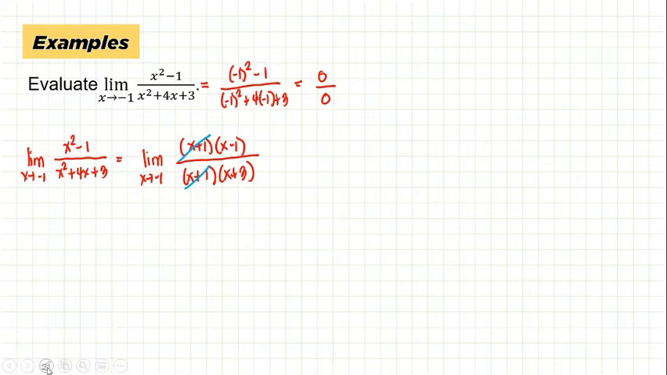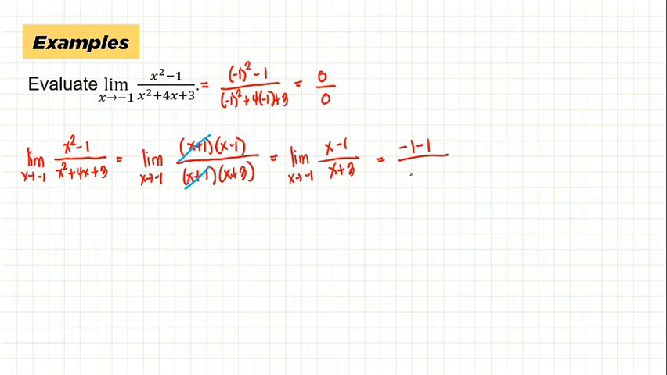So what's left now, we will have the limit of x minus 1 over x plus 3 as x approaches negative 1. And this will now be equal to, using direct substitution, negative 1 minus 1 over negative 1 plus 3. And we have negative 2 over 2 equal to negative 1. So this will be your final answer. Okay, so that's it. Now let's try another one.